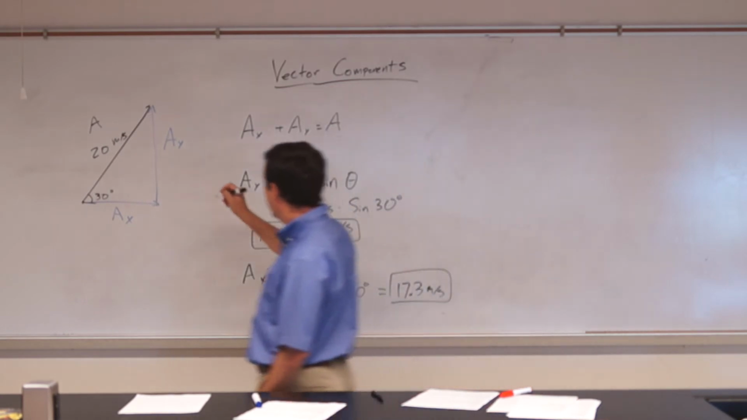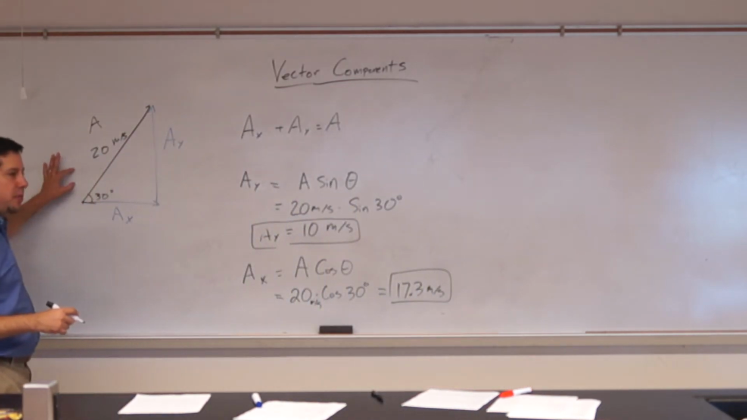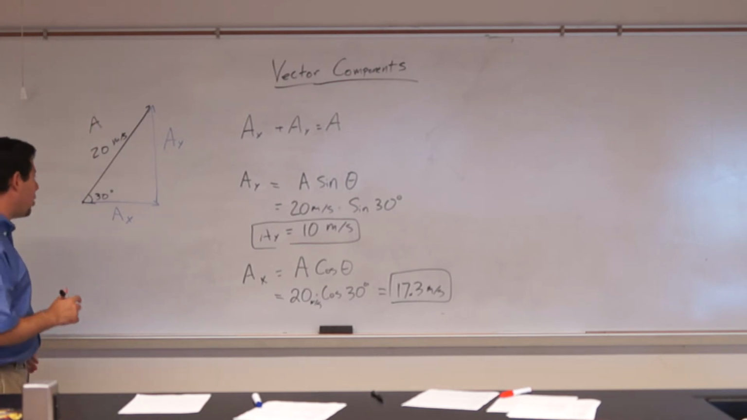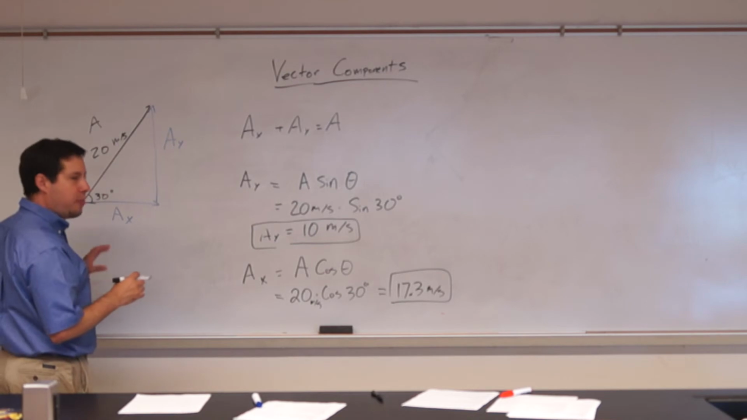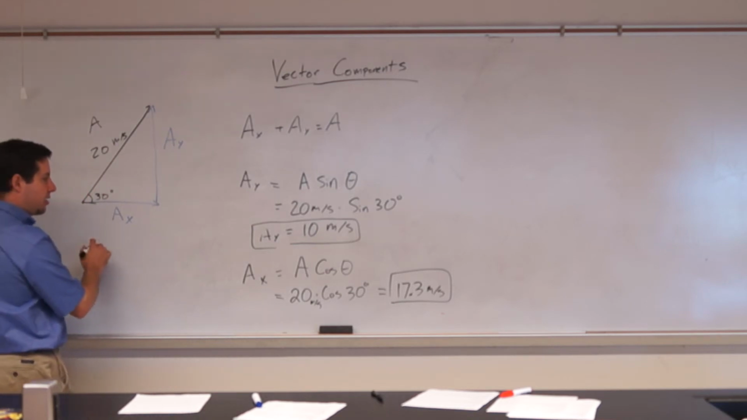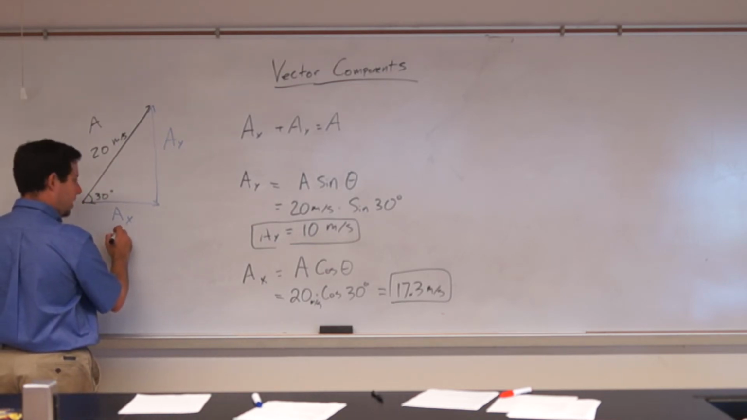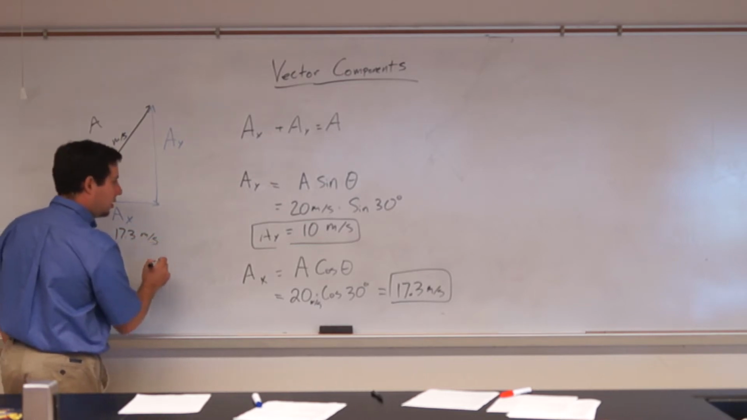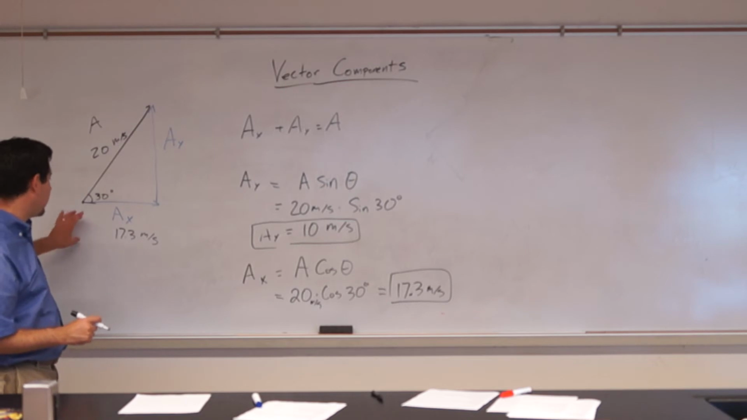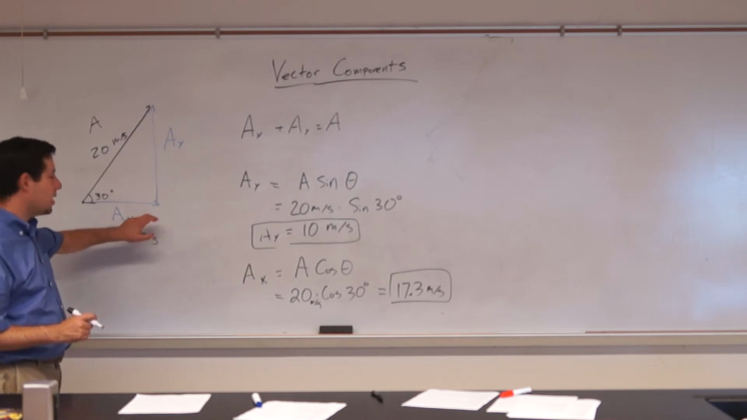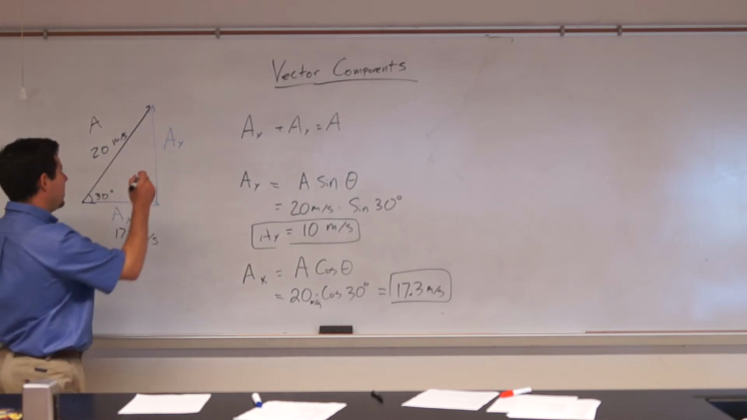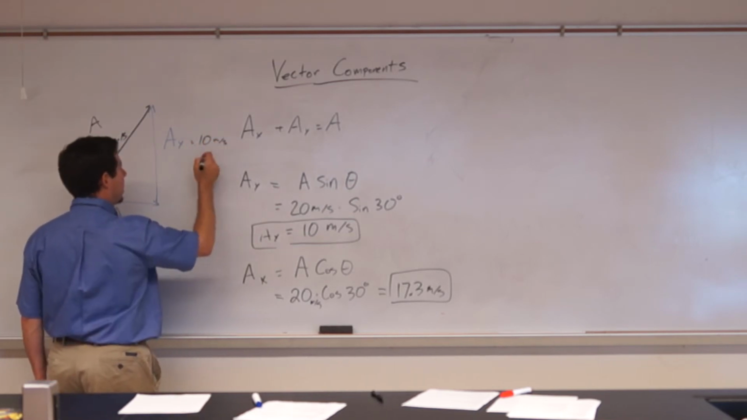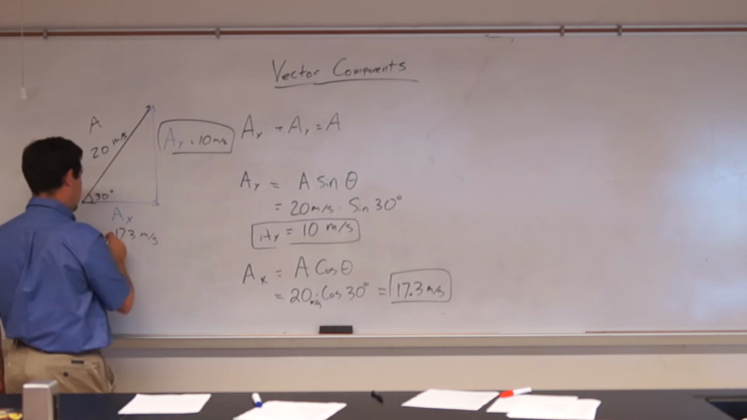So we know if something is moving at 20 meters per second in this direction, you can break it into components, and you can say, well, if you measure just its motion in the x direction, that x direction is 17.3 meters per second. So every second it's going 17.3 meters in the x direction, and every second it's going 10 meters per second in the y direction.